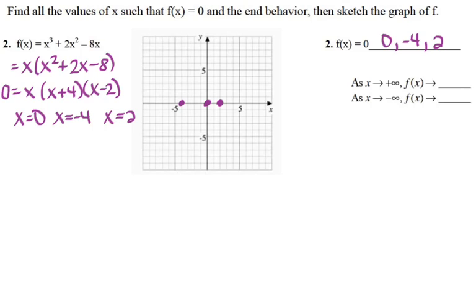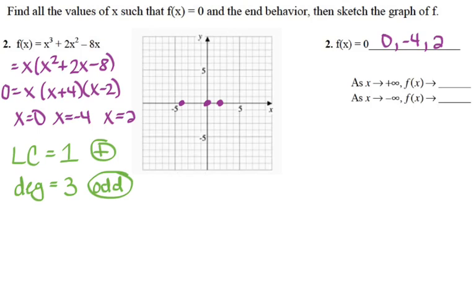For the end behavior, that's looking at the leading coefficient test. So my leading coefficient for this is 1. My degree is 3. So I have a positive leading coefficient with an odd degree. That means my ends are going in opposite directions. So as x approaches positive infinity, that means my function is approaching positive infinity. And since my degree is odd, my ends are going in opposite directions, so as x approaches negative infinity, f of x is going to approach negative infinity.